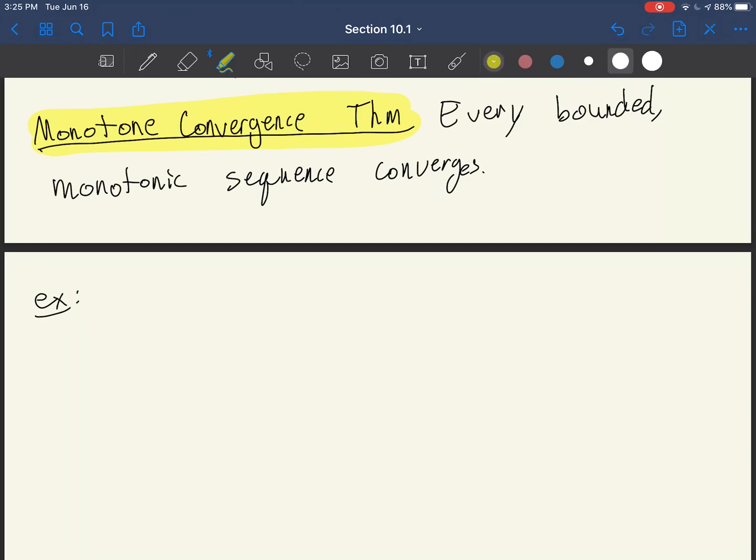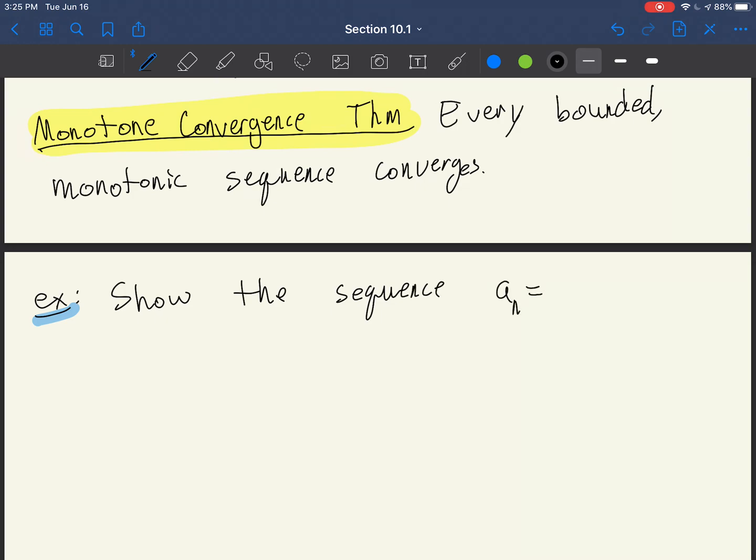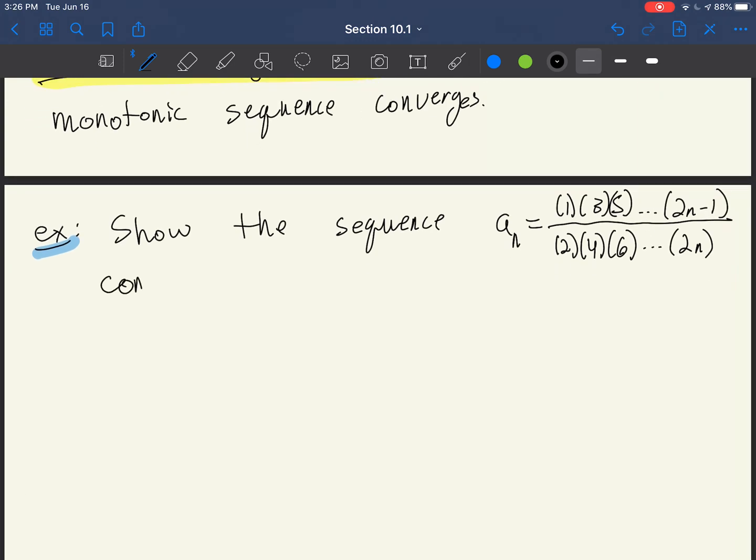So, an example. Show that the sequence a_n equals 1 times 3 times 5 times ... times (2n minus 1), so all odd numbers in the numerator that are less than or equal to 2n minus 1, divided by 2 times 4 times 6 times ... times 2n, so divided by all even numbers less than or equal to 2n. Show that this sequence converges.